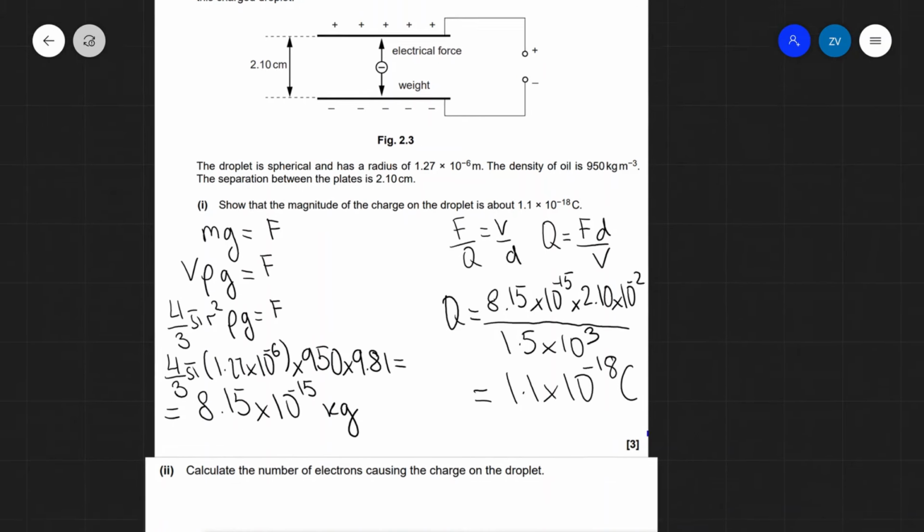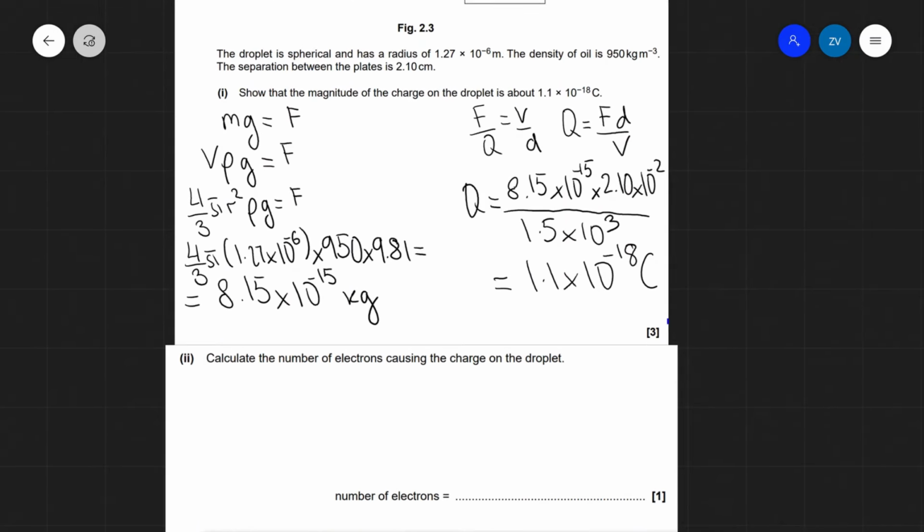Now that we have the charge, we can also calculate the number of excess electrons. All we need to do is take that number, 1.1 times 10 to the power of minus 18, divided by the electron charge, which is 1.6 times 10 to the power of minus 19. If we put that into a scientific calculator, it needs to be a whole integer, so we're going to get 7 excess electrons.